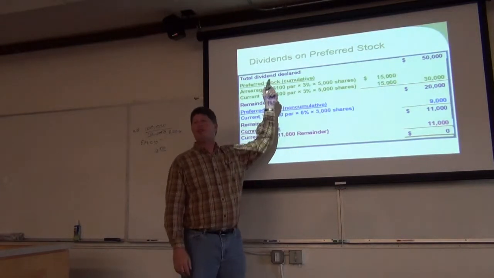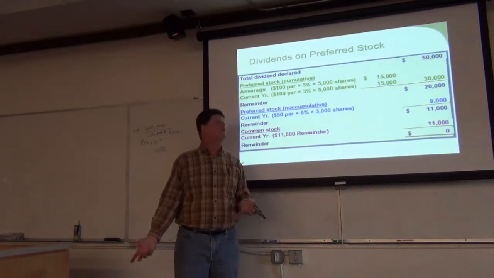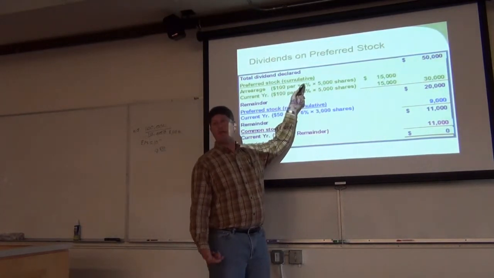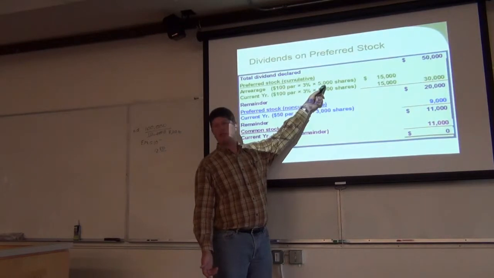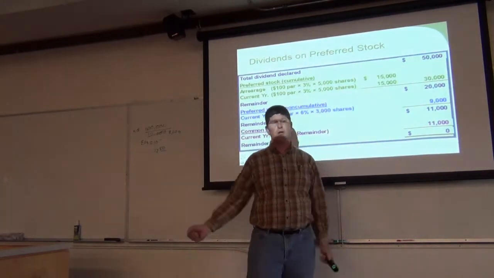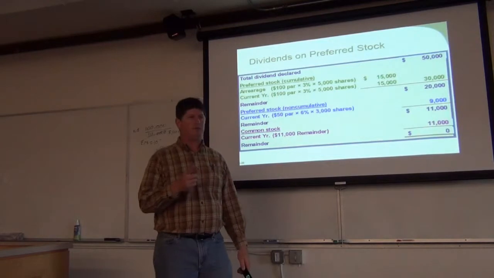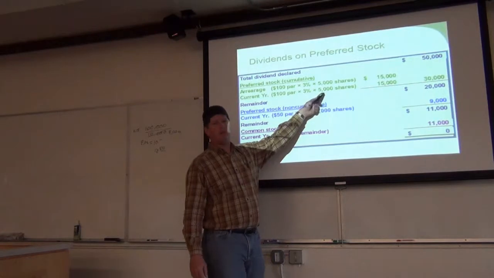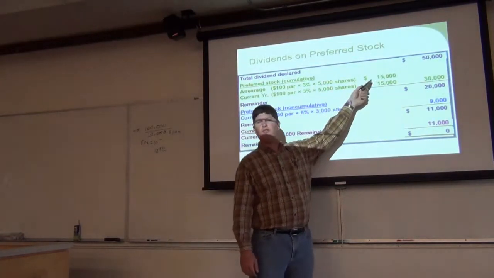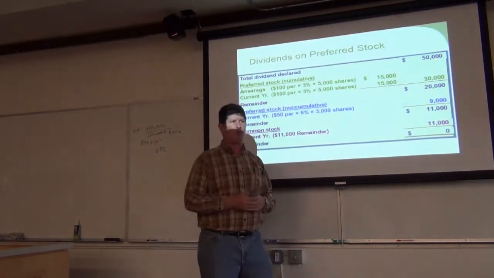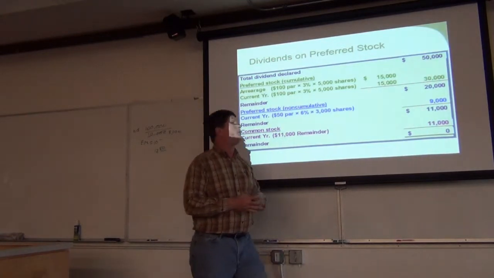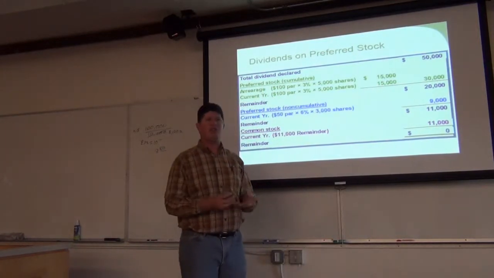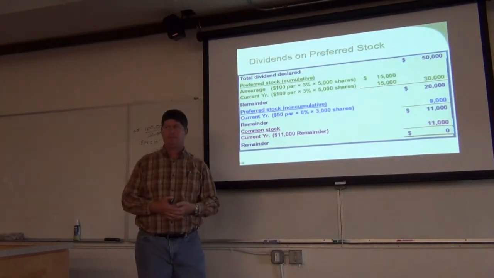So, we start with the cumulative guy first, because he gets last year. So, we owe him for last year. It's $100 par value times 3%. $3 a share times 5,000 shares. $15,000 go to those guys for last year. Good? Then they get this year's. $100 times 3% times 5,000 shares. Another $15,000 this year. They were guaranteed that 3% rate. So right off the top of the 50 grand, 30,000 goes to what we'll call the preferred A shares, the cumulative shares. Everybody with me?